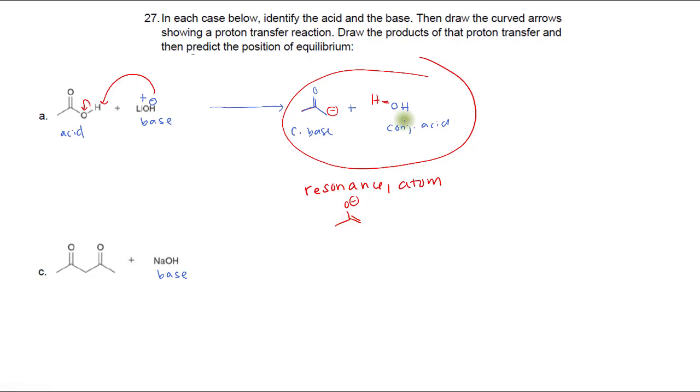The pKa of water is around 16 or 15.7. The pKa of carboxylic acid is around 5. So again, that one points to that being favored.